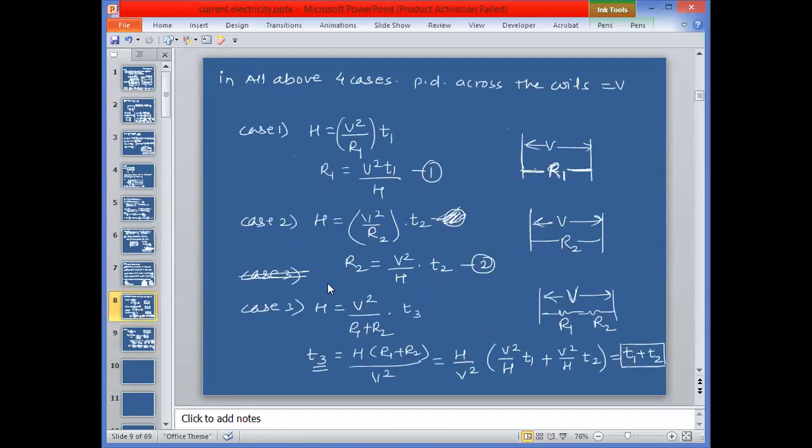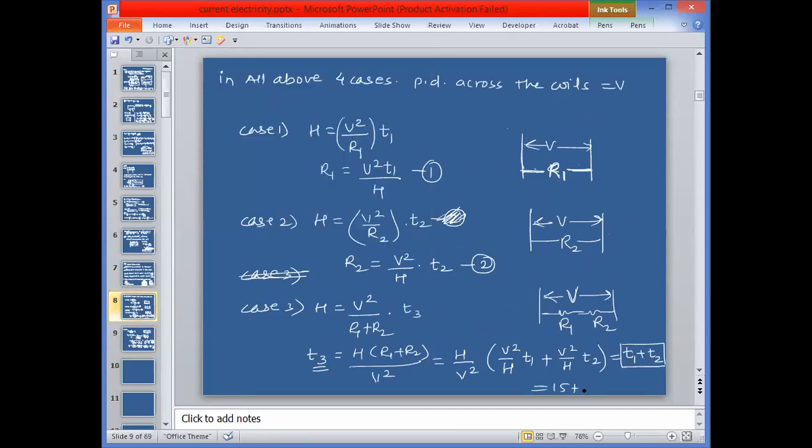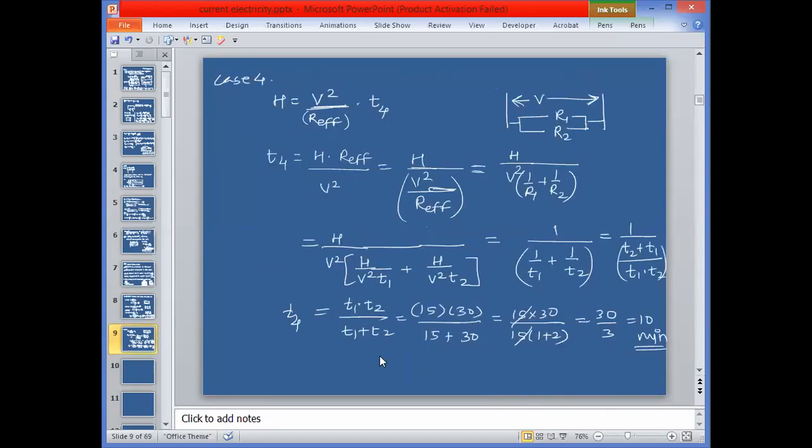And here T1 plus T2, you should write the answer as T1 is 15 minutes and T2 is 30 minutes, so that equals 45 minutes. That equals 45 minutes, T3. And T4 equals 10 minutes. Now reply to me in the chat box. Is this question clear to all of you?